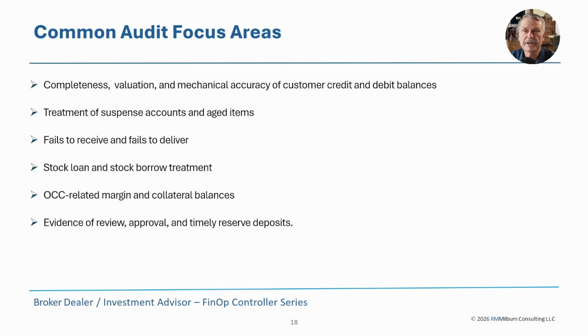Common audit focus areas are going to be completeness, valuation, and mechanical accuracy of the customer credit and debit balances. They will be interested in how the firm treats the suspense accounts and the aged items. Auditors will review fails to receive and fails to deliver, including the valuation, and the same process for stock loans and stock borrows, as well as balances held at OCC. And finally, evidence that the reserve calculation was reviewed, approved, and a timely reserve deposit or withdrawal was made.